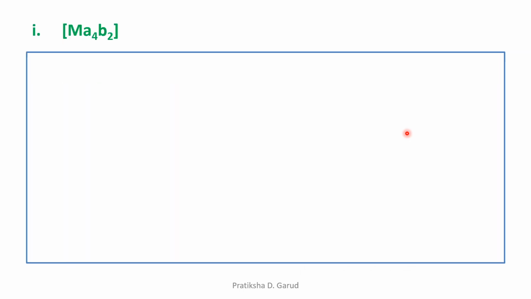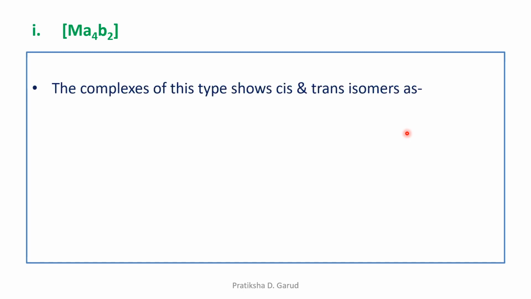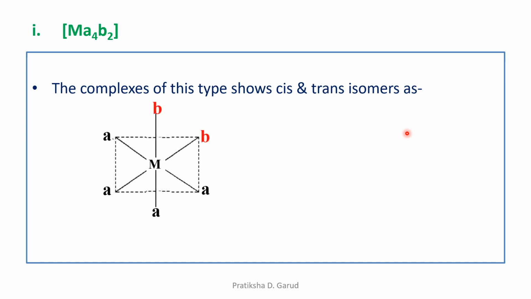So we are having the first one, the MA4B2. So the complexes of this type show cis and trans isomers, as we are having, this is the first structure. Here we are having 2 types of ligands. M is the central metal atom and A is the first type of the ligand and B is the second type of the ligand. Now here A are 4 in number whereas B is 2 in number. So on that basis, when these 2 B are towards the same side, it will be considered as a cis isomer, or it is also called as a 1,2 isomer, because these 2 B are at 1 and 2 positions. So it is called as a 1,2 isomer.